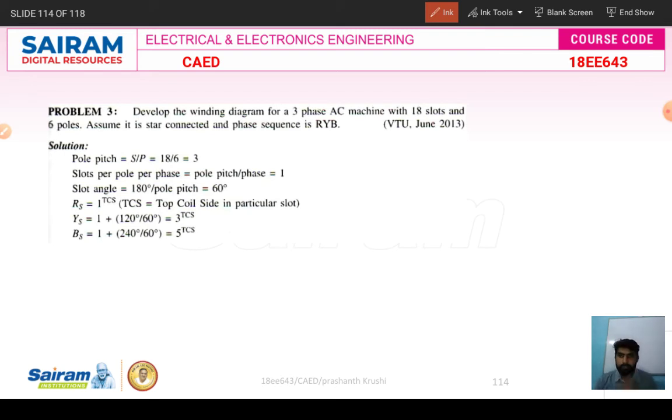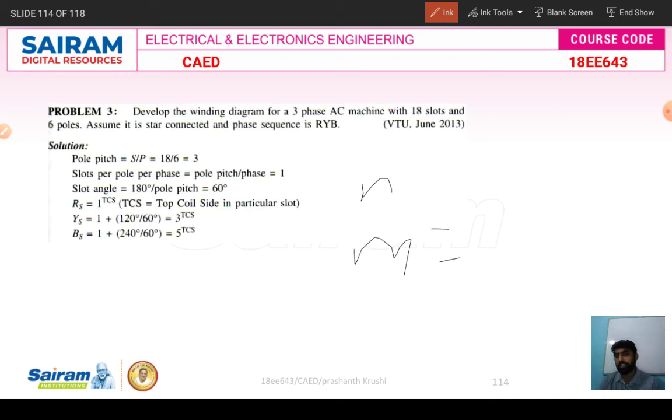See, so what is the formula for this one? Slots per pole and then pole pitch. M is equal to what? N is equal to the number of slots per pole. M is equal to the number of slots per pole per phase, that is the distribution factor. N is the pole pitch. And slots per pole per phase is the pole pitch by phase, that's all. 3 by 3 is 1.